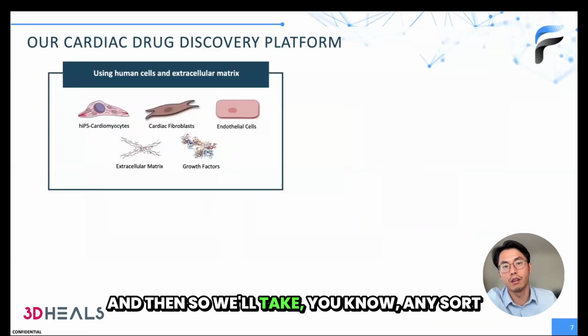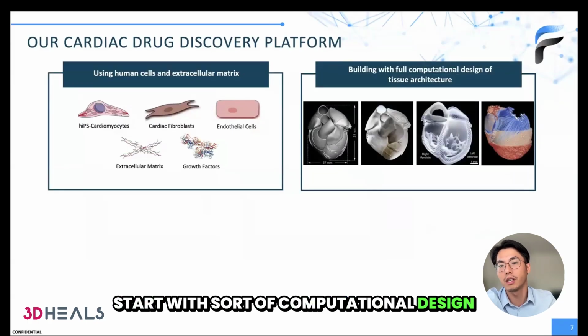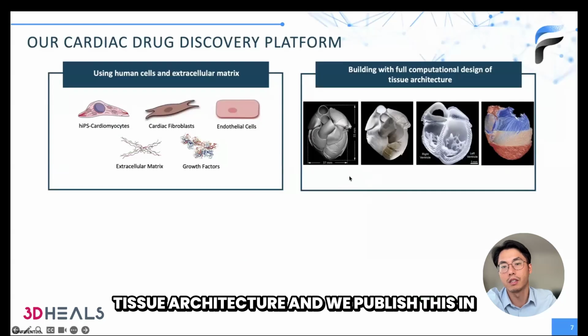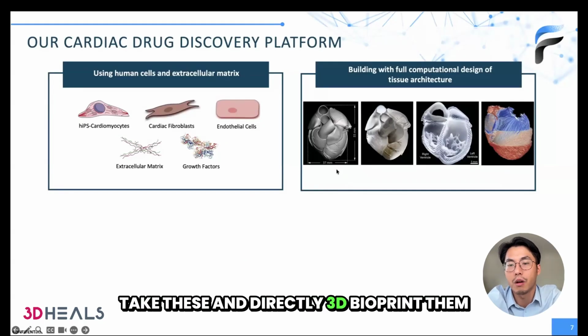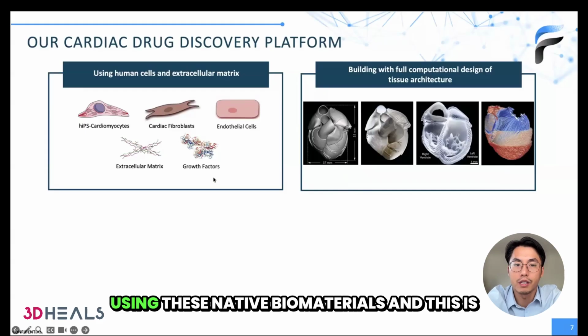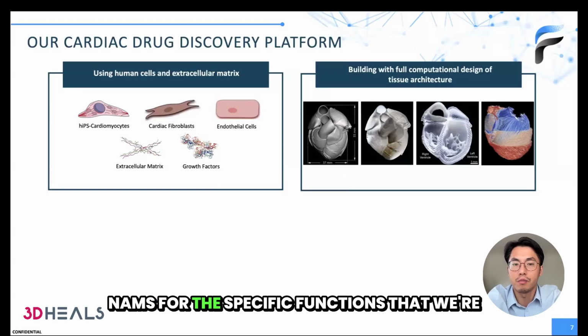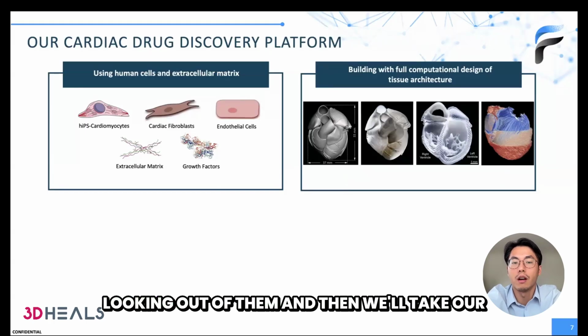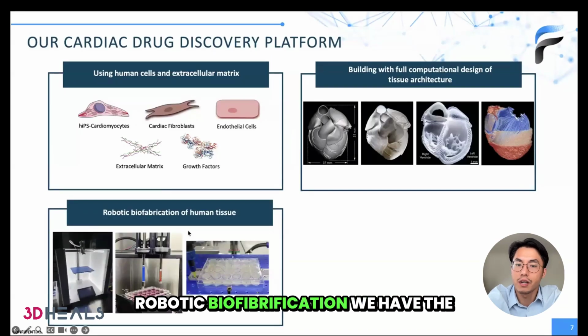And then we'll take any sort of human cells and ECM matrix, and start with computational design of tissue architecture. We publish this in some high-profile journals, and take these and directly 3D bioprint them using these native biomaterials. And this is really what enables, I think, these NAMs for the specific functions that we're looking out of them.